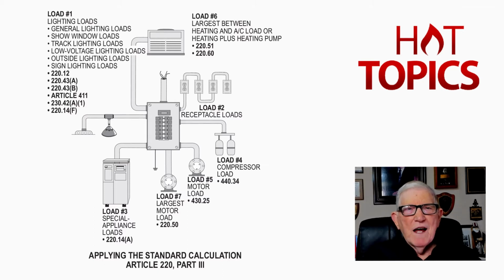You have the general lighting load from Table 220.12. It has the VA per square foot. Show window loads, we picked those up in 220.43(a), the track lighting loads, 220.43(b). And when you have these low voltage lighting loads where you supply the transformer with usually 120 volts, notice that's Article 411 that deals with those type of loads.